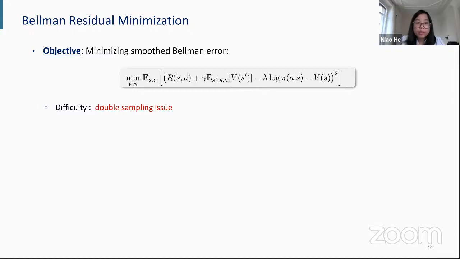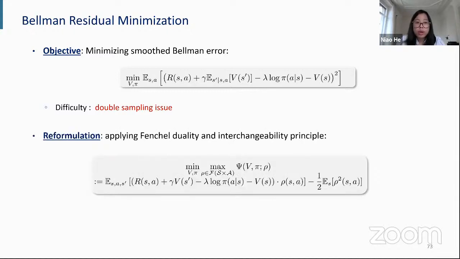So what we propose instead is to consider a reformulation of this problem by using the Fenchel duality of this square loss function. If you apply the Fenchel duality of this square loss function, I can extract this inside term outside. This then gives rise to the following min-max optimization problem.